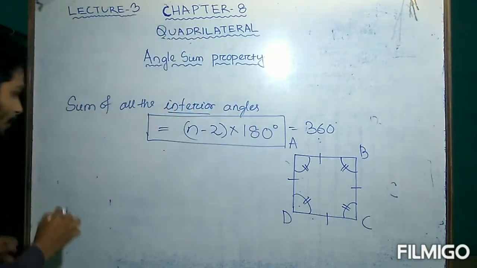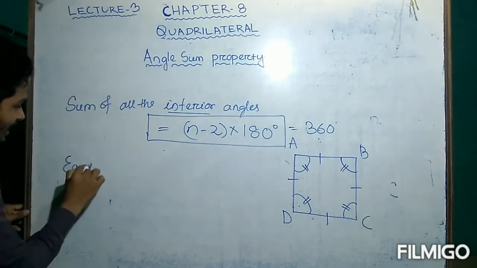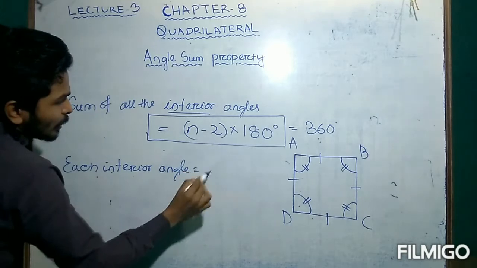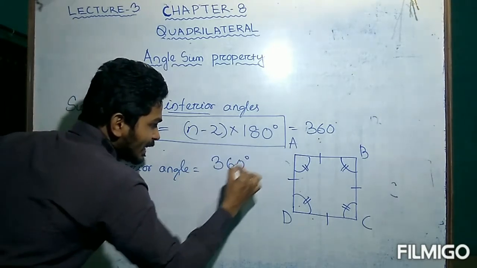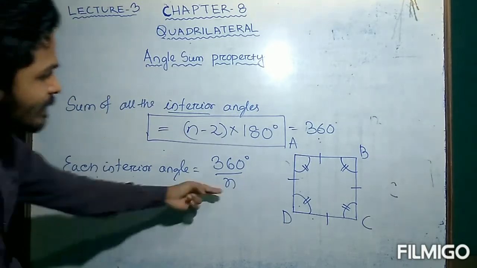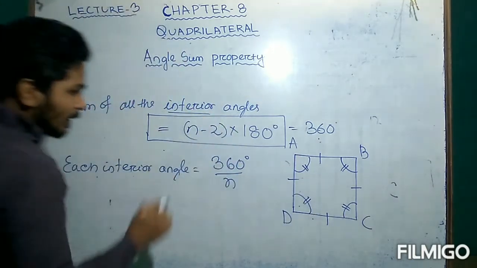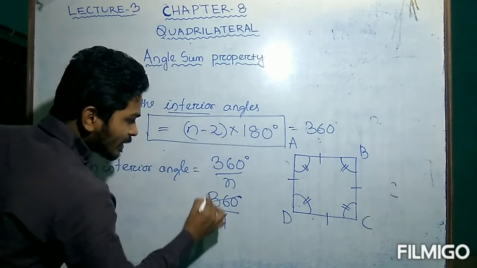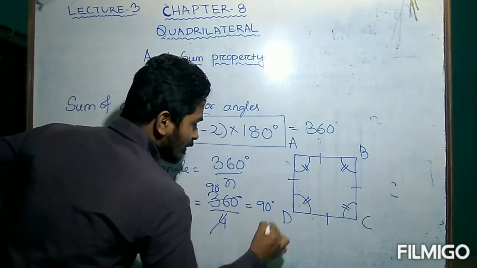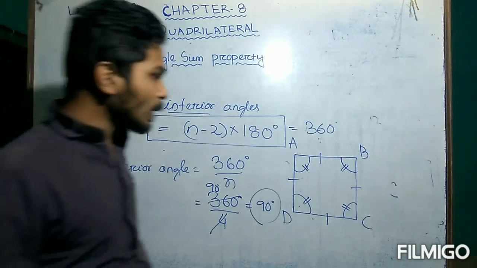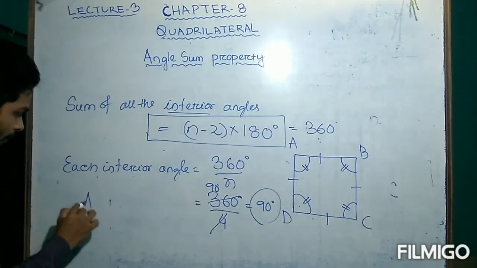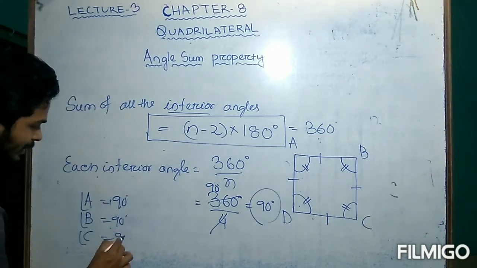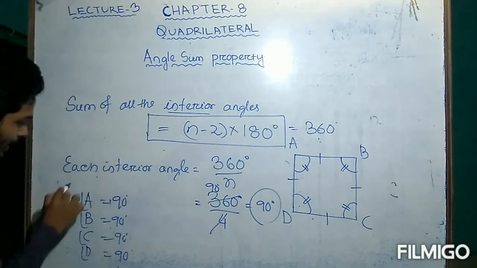Now you have to find the value of each interior angle. So what is the formula? Each interior angle is equal to 360 degrees divided by n, where n is the number of sides. Since for a quadrilateral n is 4, so 360 degrees by 4. Cancel it. It is 90. Hence the value of each interior angle of a regular quadrilateral is 90 degrees. Means the value of A is 90, B is 90, C also 90, D also 90.